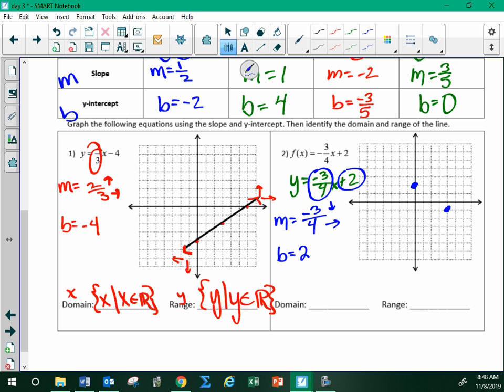And down 1, 2, 3. So again, from this point, I'm going to go down 1, 2, 3. To the right, 1, 2, 3, 4. I'm going to leave it off that.